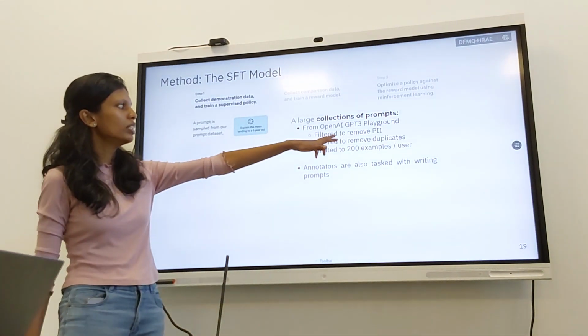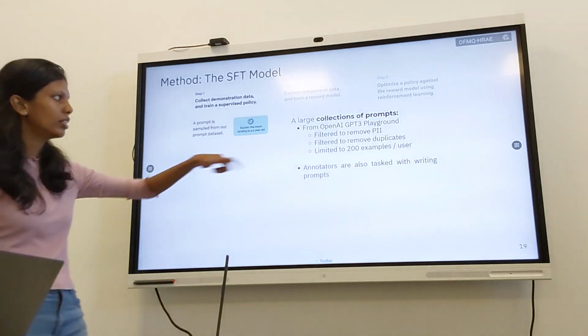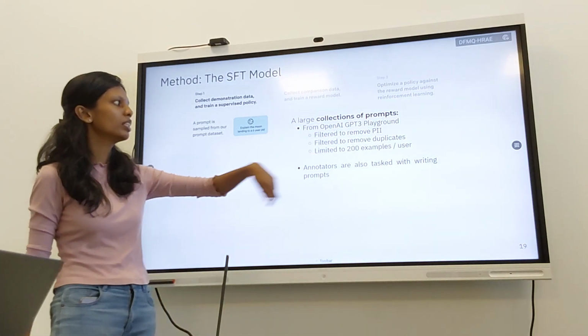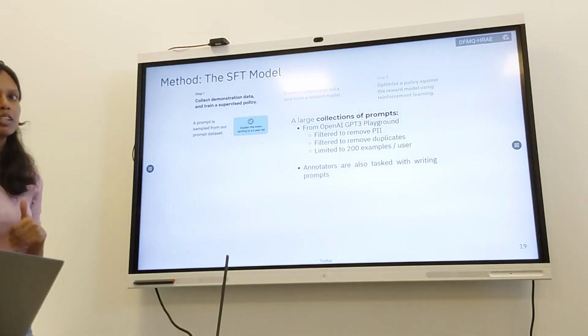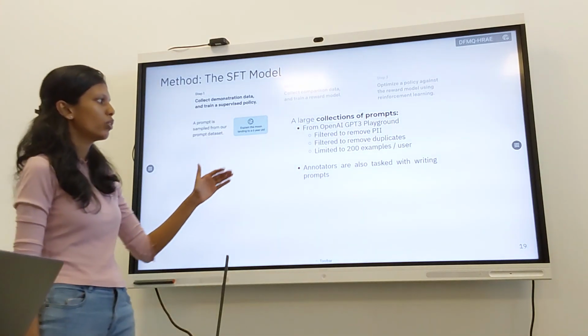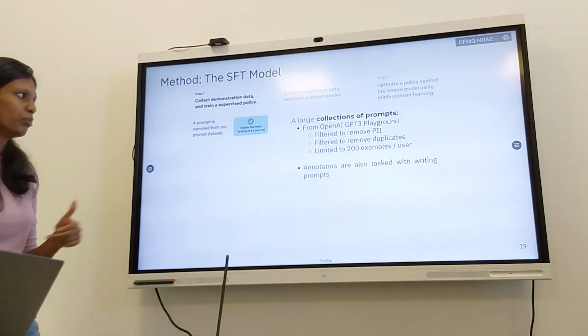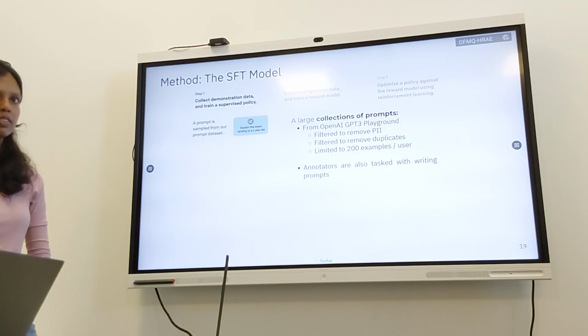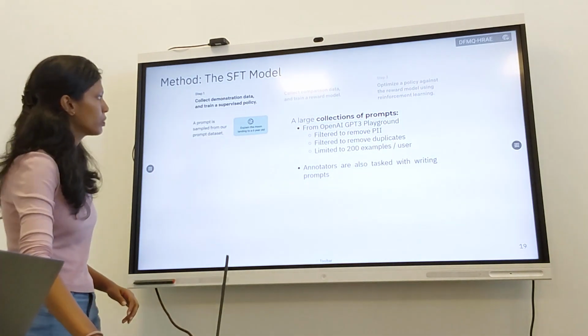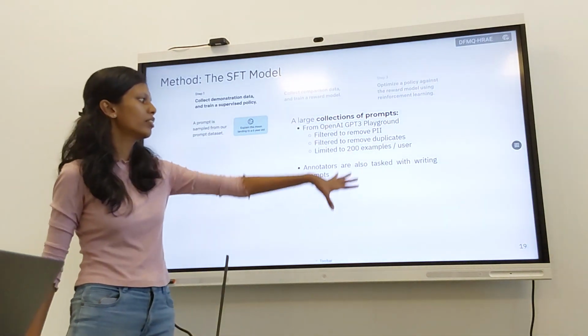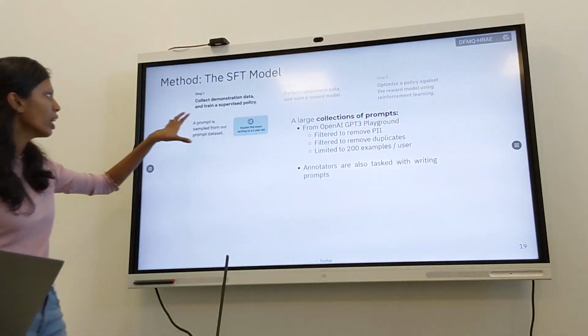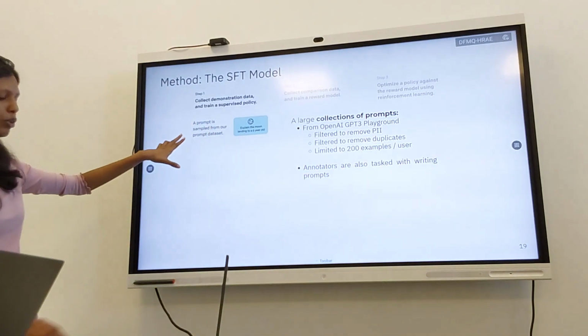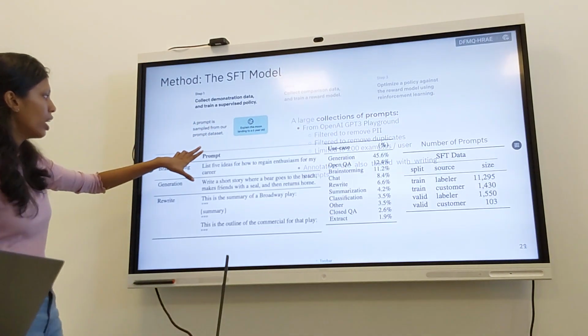From these prompts, they filter out the personal information of the users, remove duplicates, and also limit the data to 200 examples per user. Then from the dataset that we collect from here, we get a prompt from that dataset.